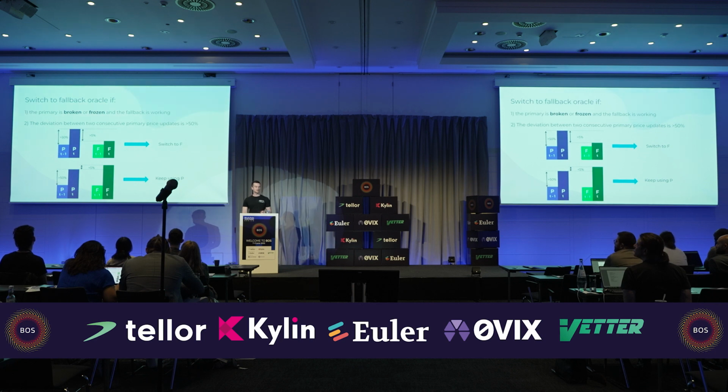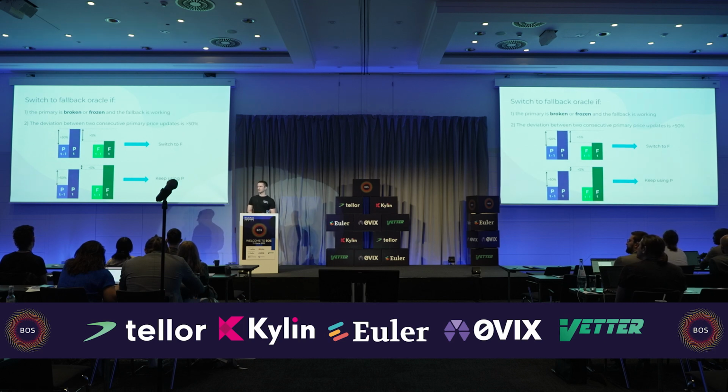All right, and this is how we switch to the fallback oracle. If the primary is broken or frozen, we switch. And also, if there's a deviation between 2 consecutive primary price updates that's greater than 50%, so if there's a really sudden big ETH price jump or crash that seems too big, bigger than 50%, then we will switch. But we'll only switch if the secondary oracle doesn't agree.